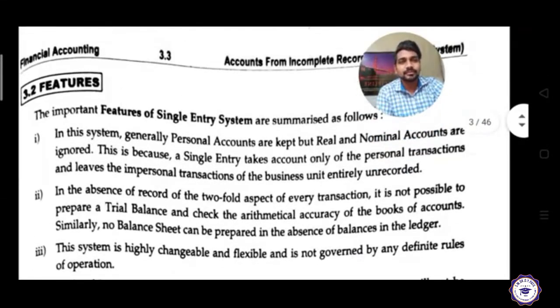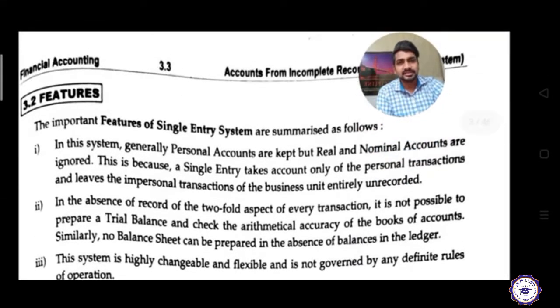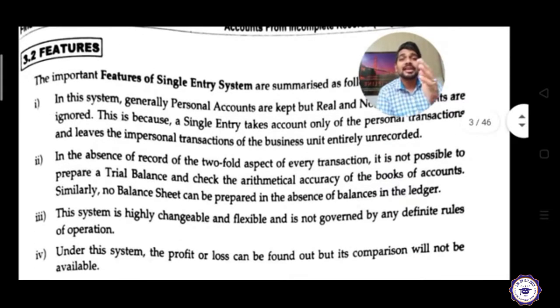Now let us see some features of single entry system. In this system generally personal accounts are kept but real and nominal accounts are ignored. This is because single entry takes account only of the personal transactions and that leaves impersonal transactions of the business entirely unrecorded.